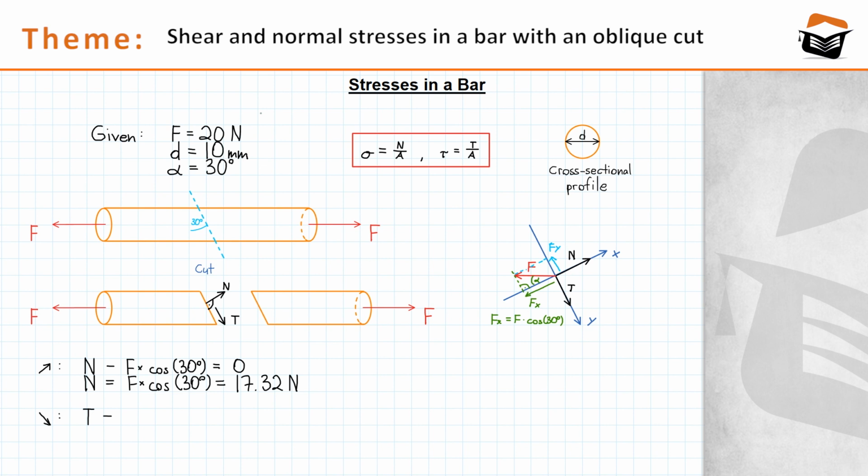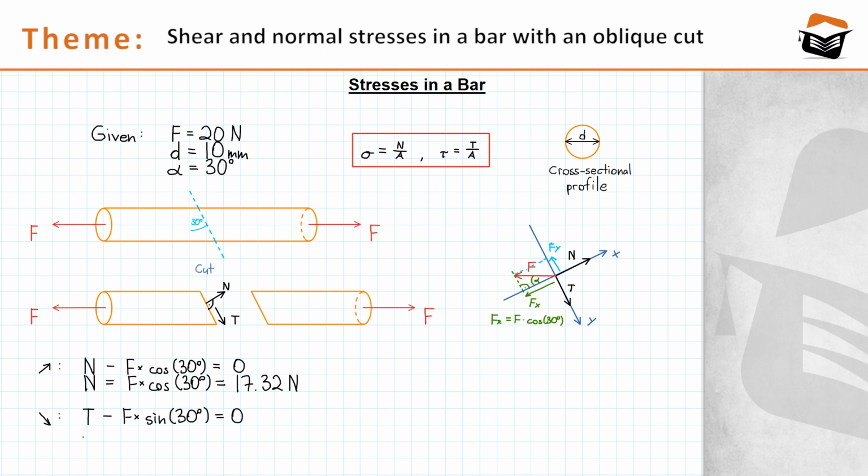And Fy, if you do the trigonometry, you will see that this component, sorry, I'm gonna use a different marker here. So this force component is equivalent to the tension force times sine alpha. So T minus F times sine 30 degrees is equal to 0.